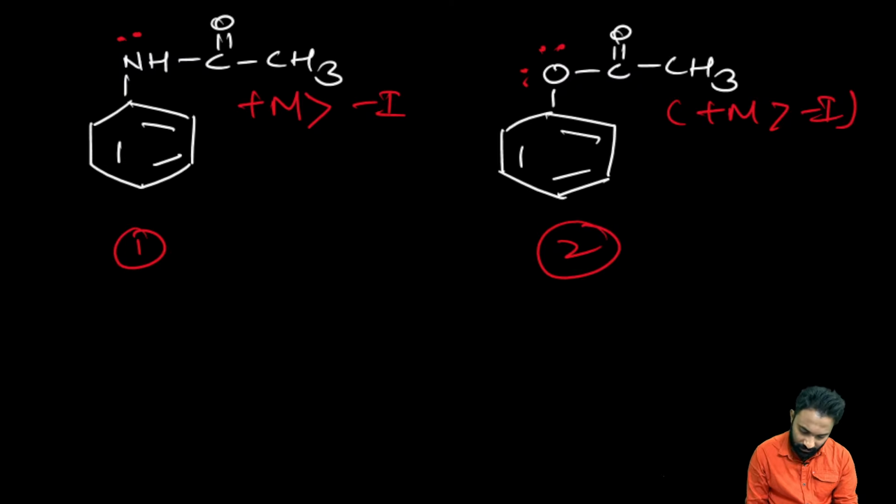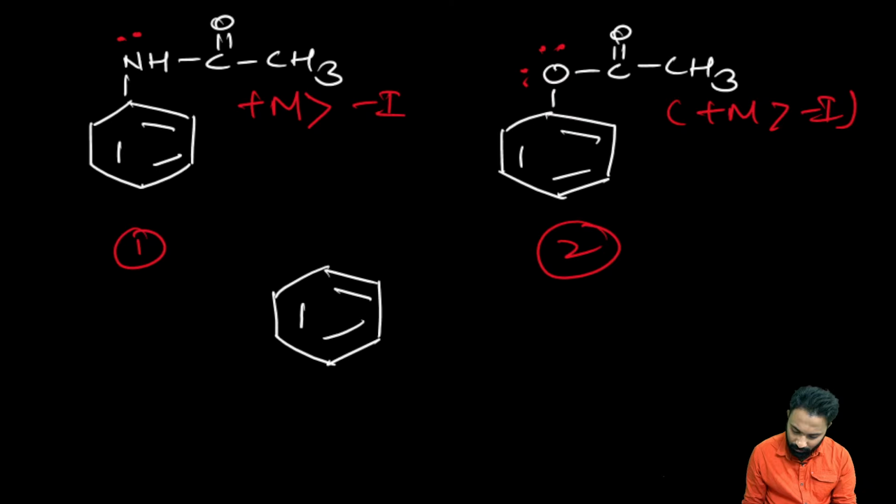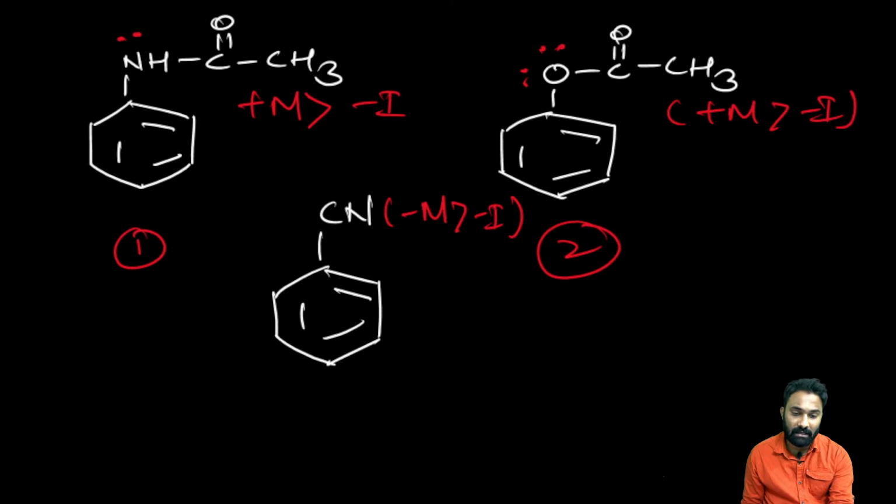Done. Next, suppose they have given benzonitrile. It is having the minus M effect, which is more dominating than the minus I. Minus M effect is more dominating than the minus I. Clear?